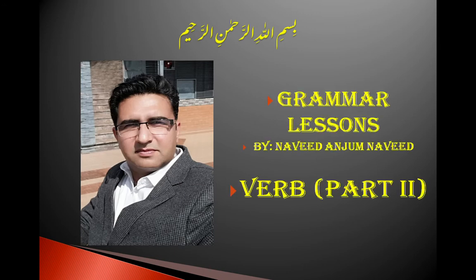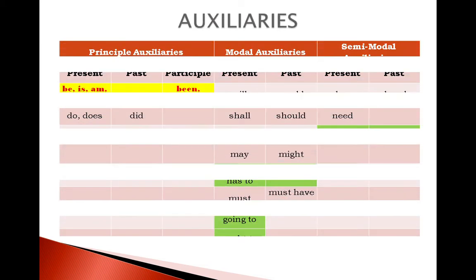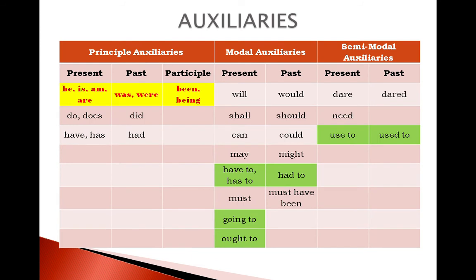Today I brought part 2 of verb for you. In the first part of our lesson on verb, we mostly talked about main verbs. In this part of the lesson, we'll be learning auxiliaries. Auxiliaries have got 3 subtypes: principal auxiliaries, modal auxiliaries, and semi-modal auxiliaries.